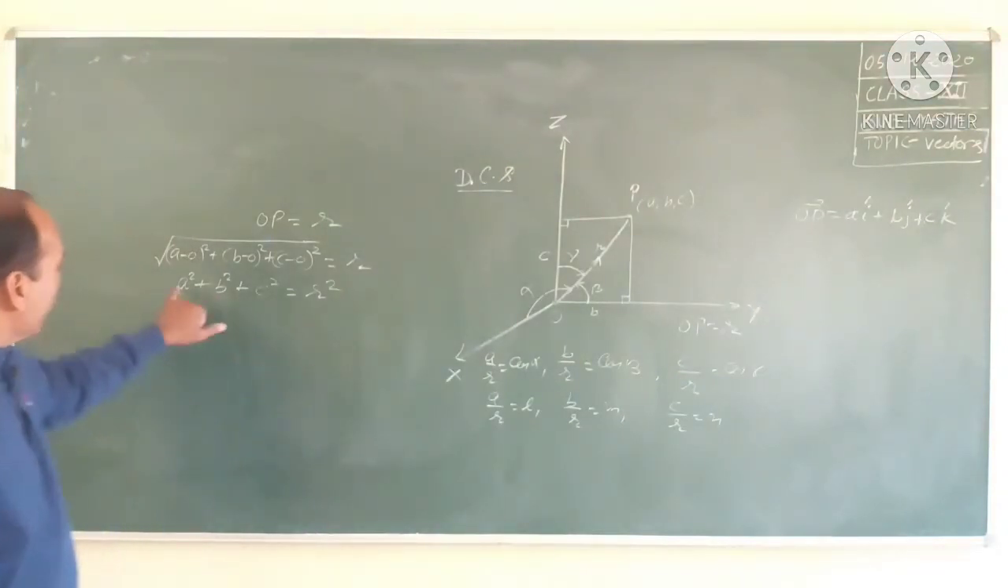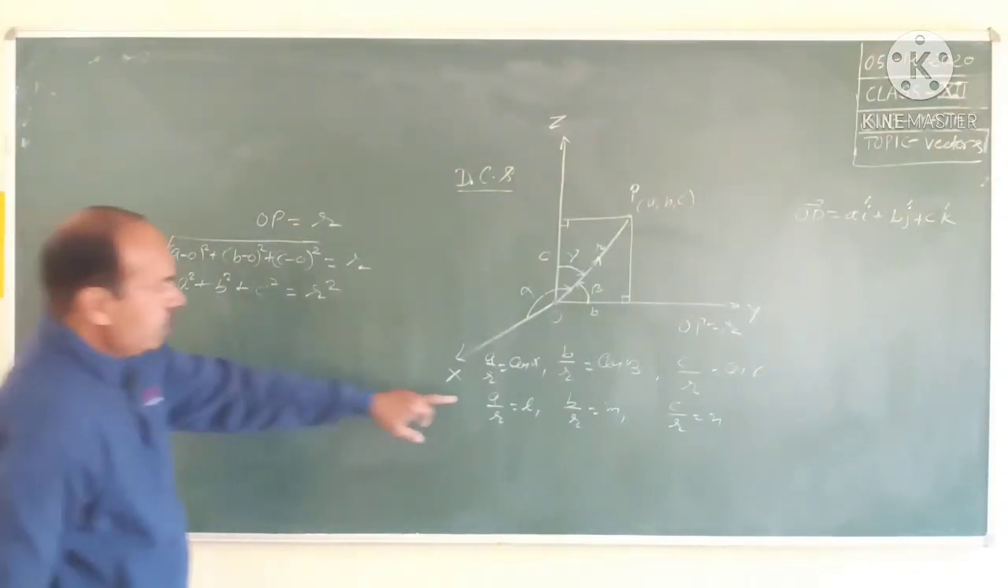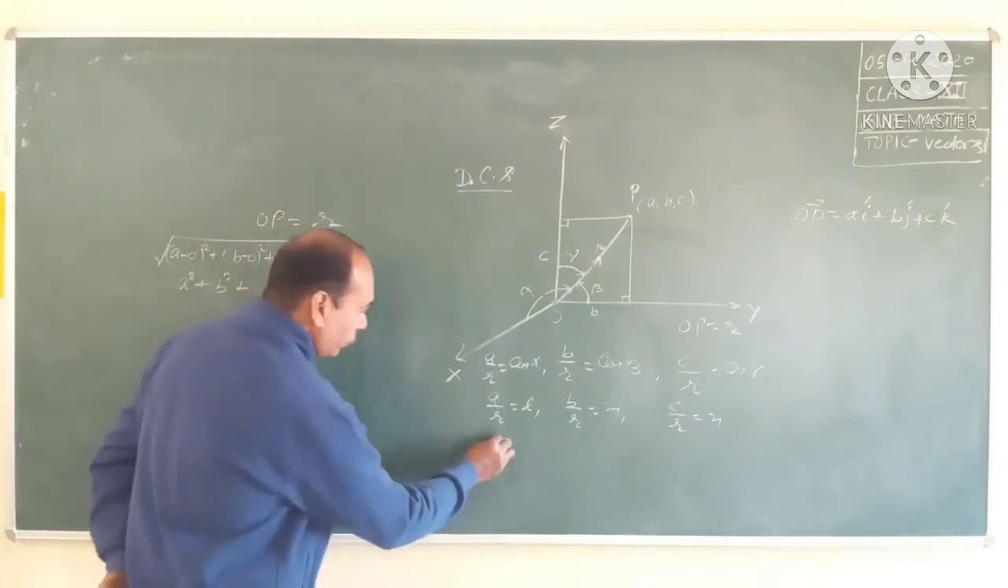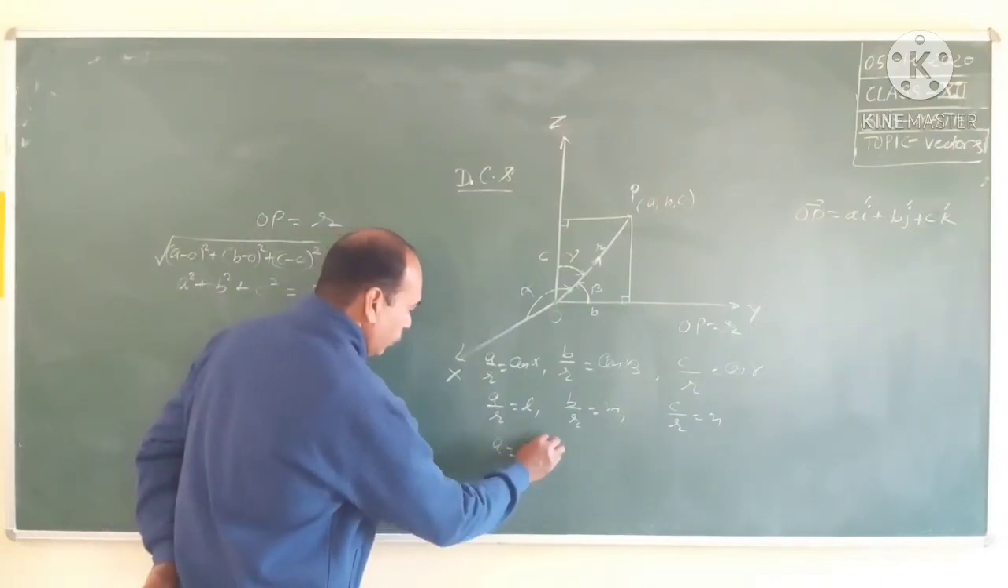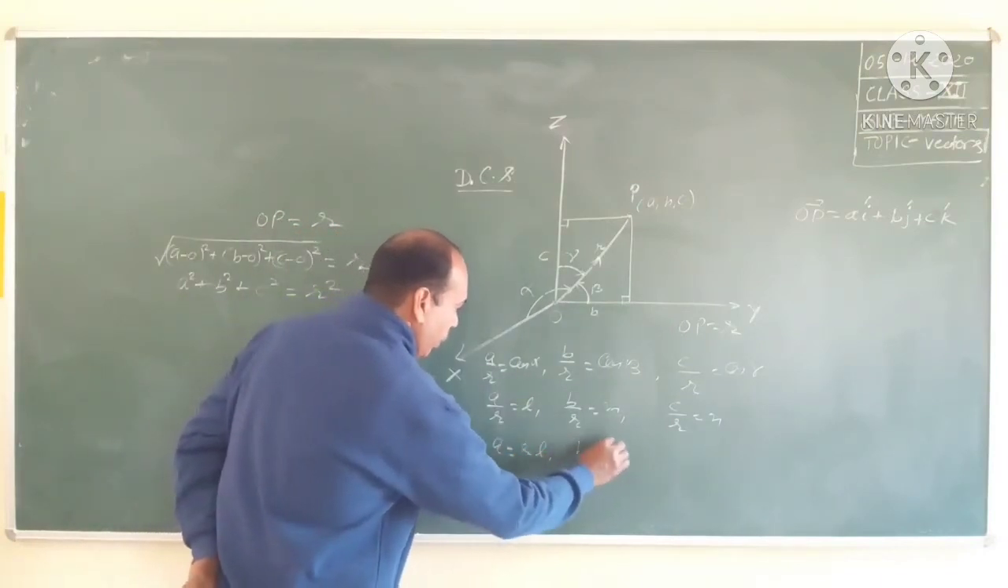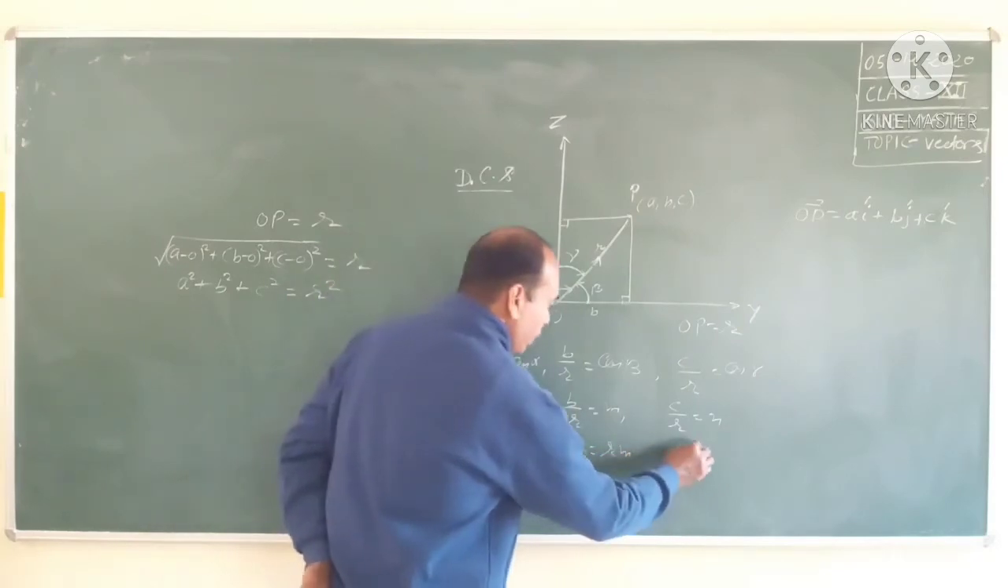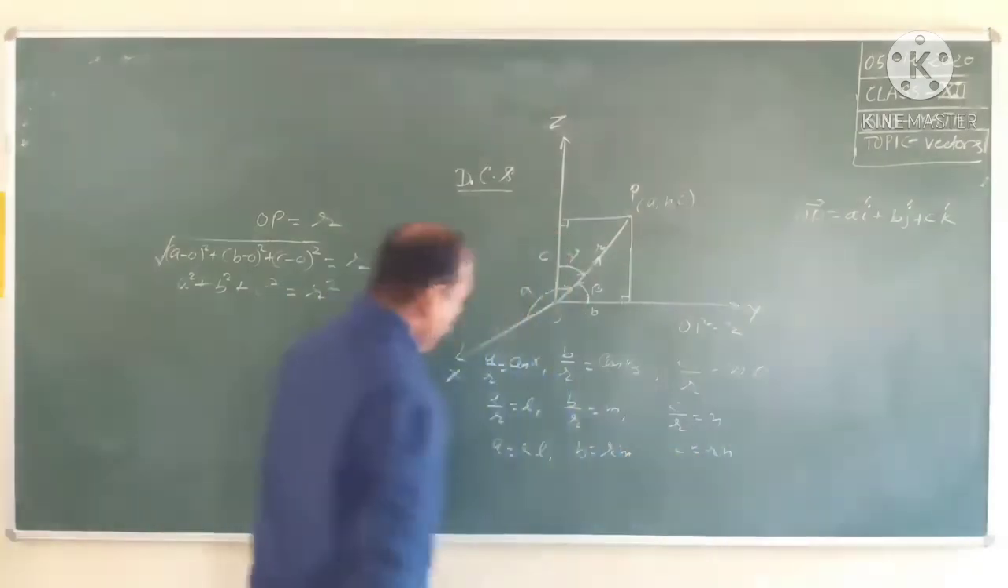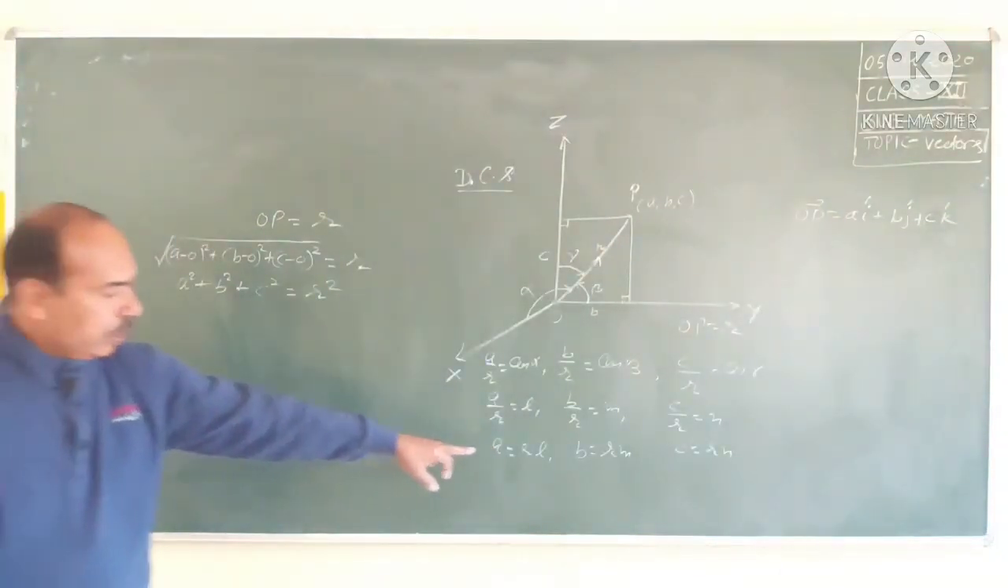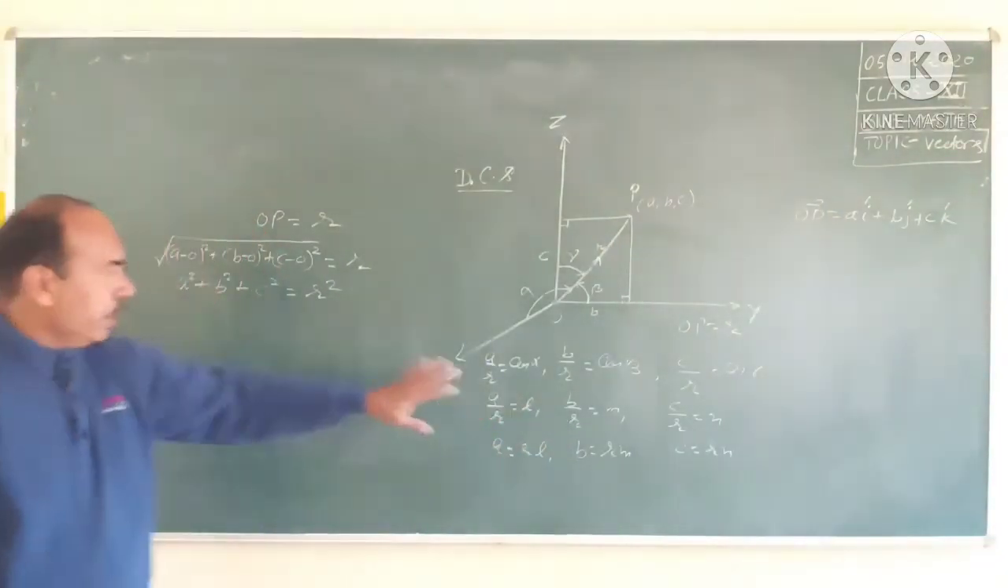Now A, which is R into L, B, which is R into M, and C, which is R into N. So A, B, C are replaced by RL, RM and RN.